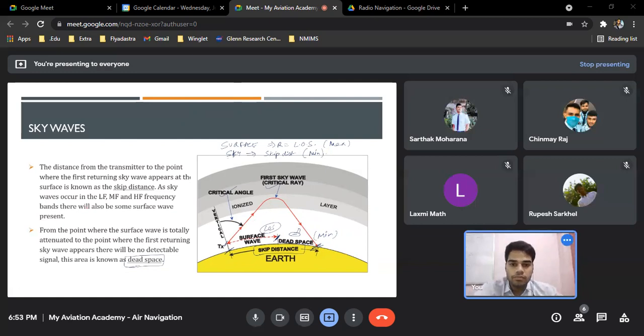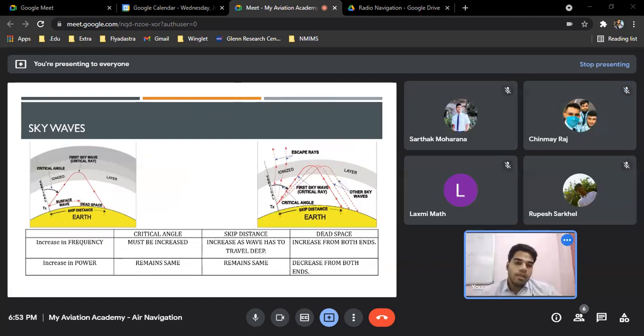Have you understood? So this is a table which tells us the same thing, whatever I told you, and some more things which are written in the book.